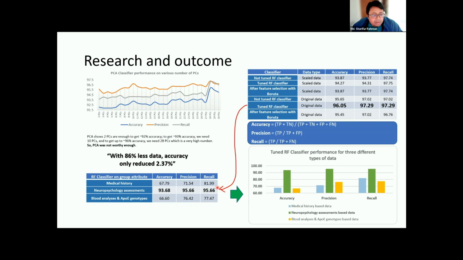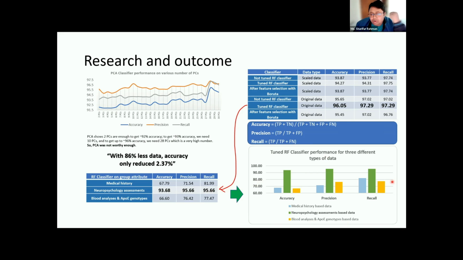So here we can see that the feature set that's related to neuropsychology assessment, the four features we used for this, could give us up to 93.68% accuracy. That's a good accuracy rate, I will say. So this is our achievement actually. With only the four features, we could get up to this type of accuracy rate and also a good recall rate.